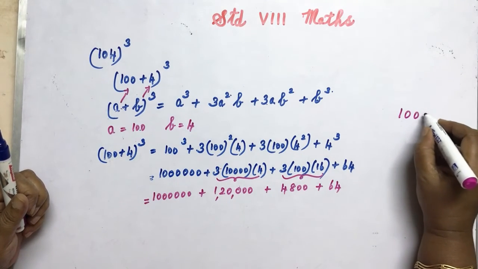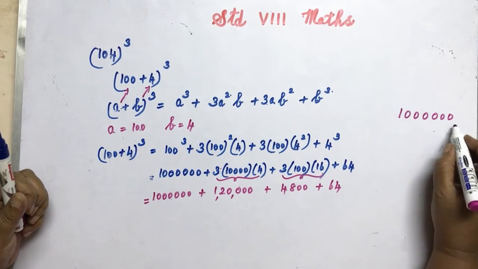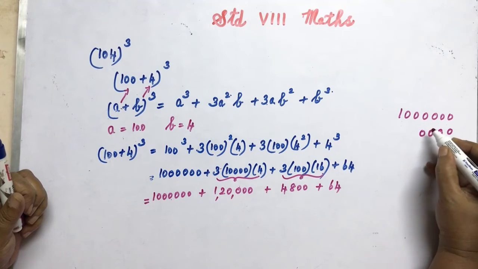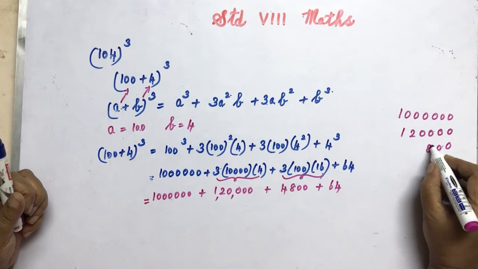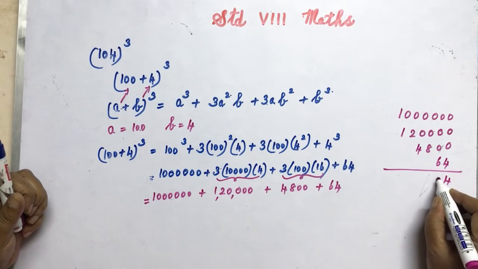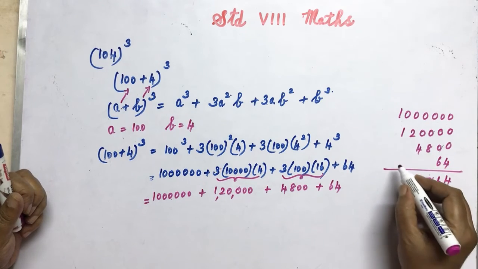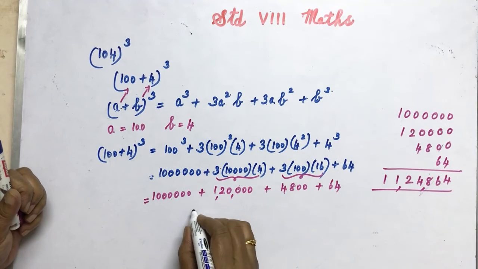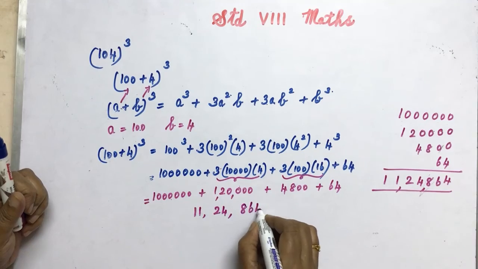So 1 followed by 6 zeros. Now we have to arrange the second number 1, 2, 3, 4, then 2, then 1, and 4864. So 4, 6, 8, 4 and here it is 2, then 1, 1. Now if you put commas it is 11 lakhs 24,864.